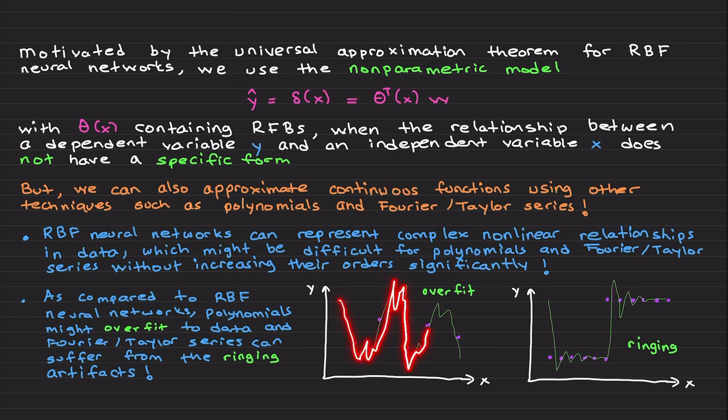You can have interesting cases, and polynomials are known to suffer from overfit. And Fourier or Taylor series can suffer from the ringing effect. I will use these data points, and I would like to fit a continuous function to these data. And you may have these interesting oscillations in your fit. These are the ringing artifacts. Instead of having a nice fit like this, you get these ringing artifacts.